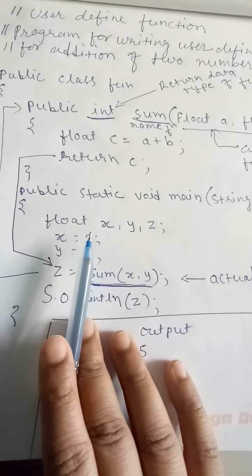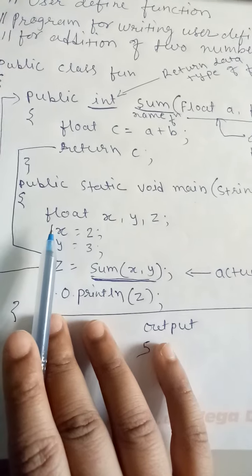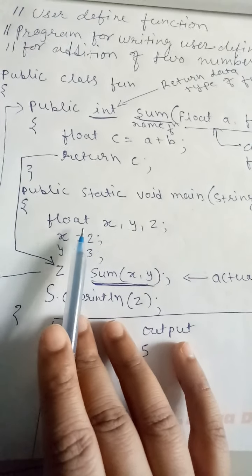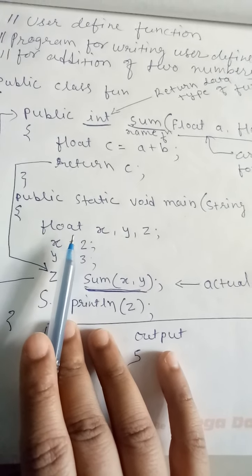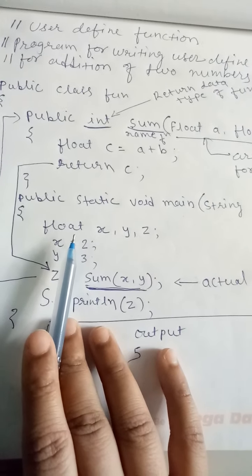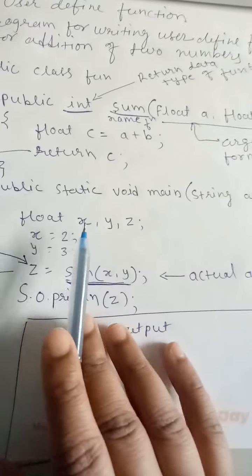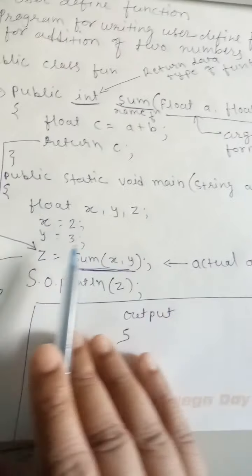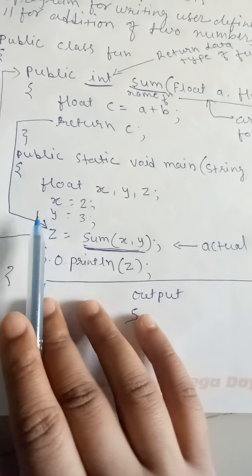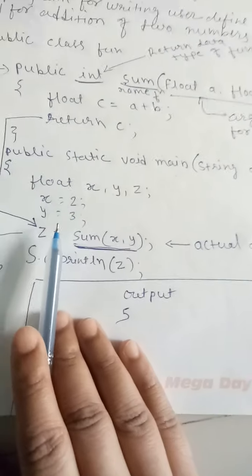The earlier program of addition we have taken data type integer, but now I am taking data type float. Float data type is used to take the fractional value, means like 2.5, 3.5 like that. So here I have taken three variable of float data type x, y and z, and then I have assigned 2 for x, 3 for y.